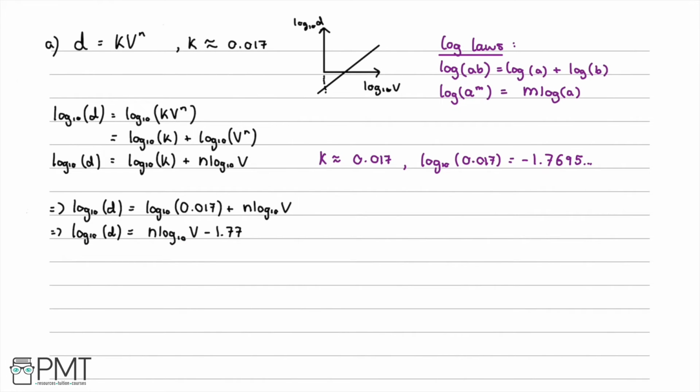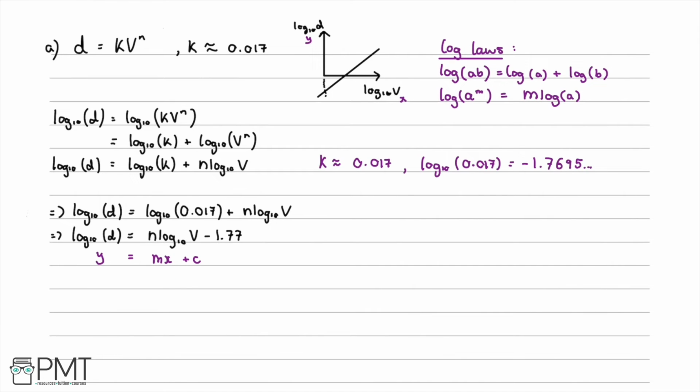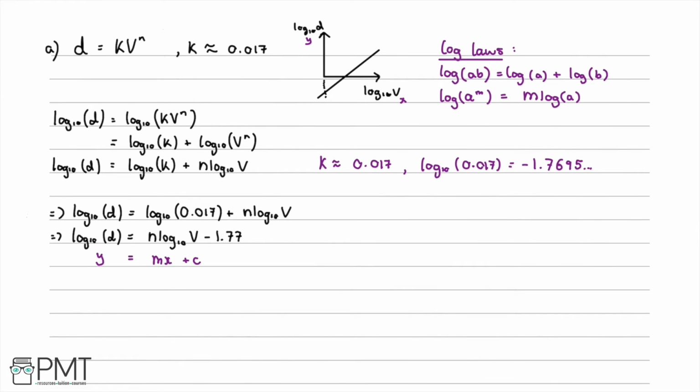So if we think of a normal graph where we have y against x, so if I just draw in purple on our little graph at the top, y against x, we can then see that we have something very similar. So if I then write y is equal to mx plus c, we can see that this is the equivalent to the equation of a straight line, where y is going to be equal to log base 10 of d, m is going to be equal to n, and x is equivalent to log base 10 of v in our case, and then we have the y-intercept, which is usually denoted by c, and it is negative 1.77. And from the sketch in figure 6, we know that the y-intercept is negative 1.77.